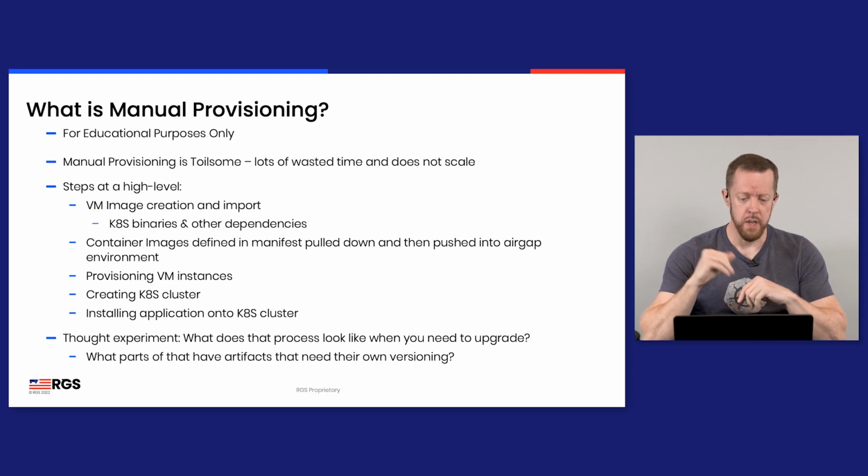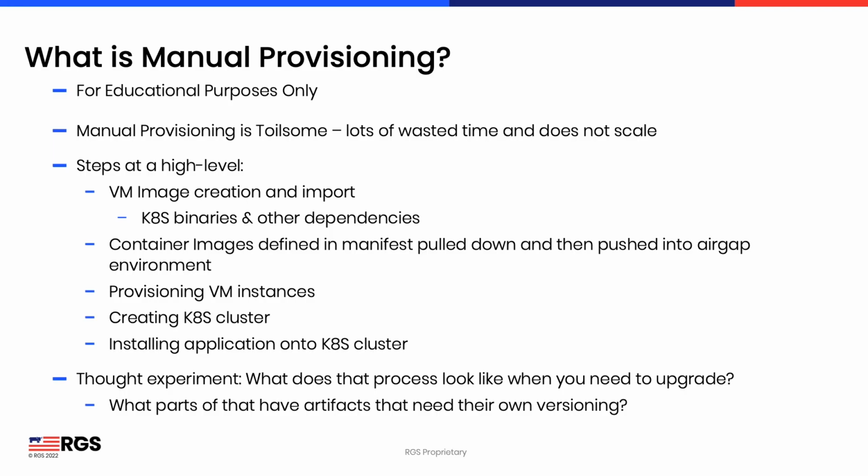If we go through the steps at a high level, the first step is VM image creation, which is the base image we talked about earlier, and then importing it into our environment. The Kubernetes binaries and other dependencies, anything that you need, either needs to be on that image or needs to be available within the environment. Following that, we have to get all the container images defined in a manifest, manually pull them down, put them into, say, a tarball, and then push it into the air-gap environment. That might be on physical media if you're on a hard air-gap, or if you're in a soft air-gap, you might just be copying it to a different network from a jump box or something like that.